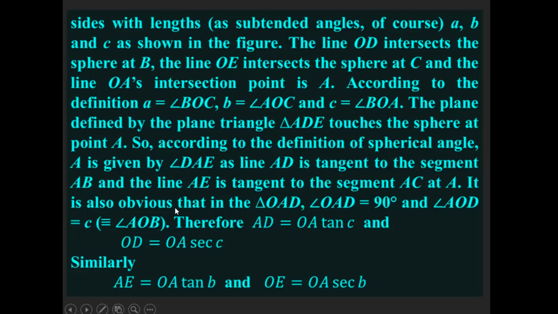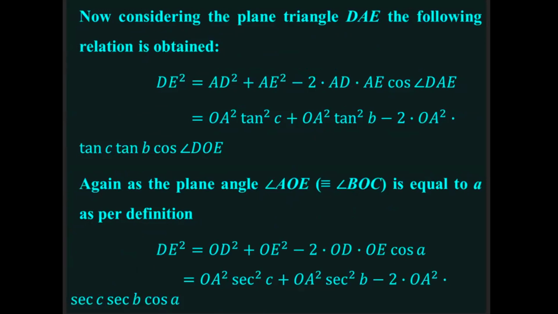So it is obvious that in triangle OAD, angle OAD is equal to 90 degrees. Therefore, AD is equal to OA tan C by definition. And sec is nothing but 1 by cosine. So OA is equal to OD cosine C. Similarly, AE is equal to OA tan B, and OE is equal to OA sec B, or OA is equal to OE cosine B. This is the relationship we derived at the beginning of the class.